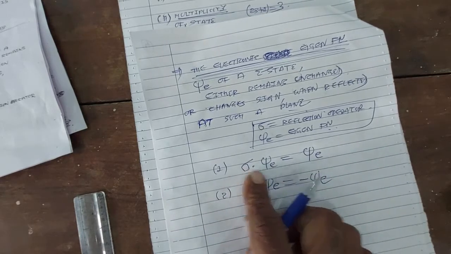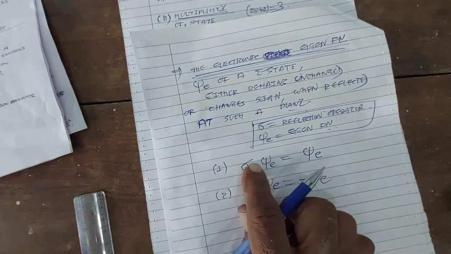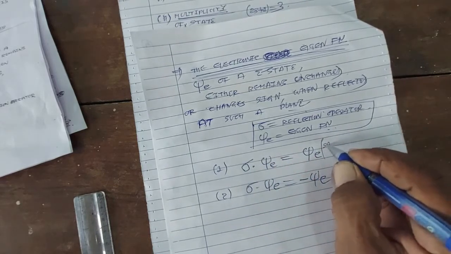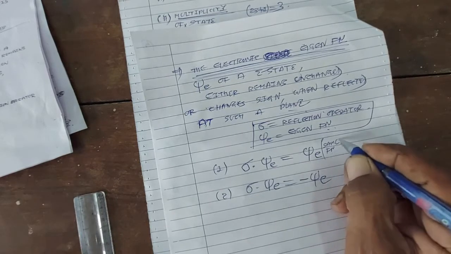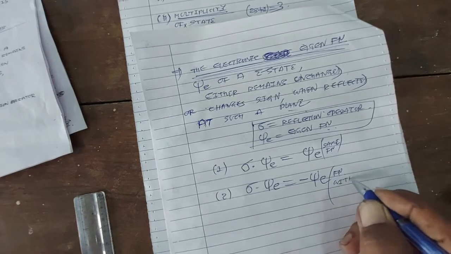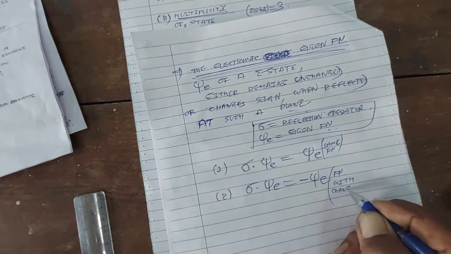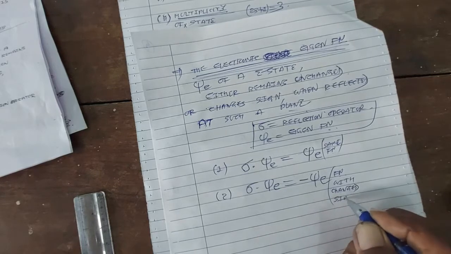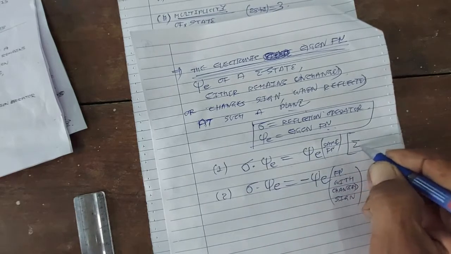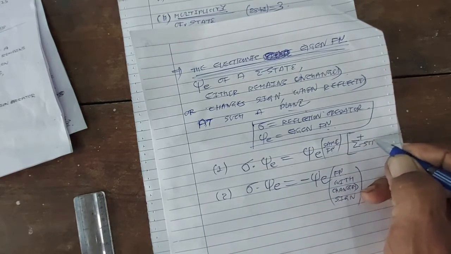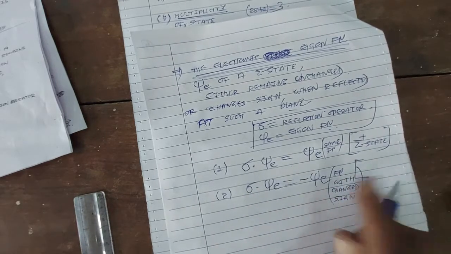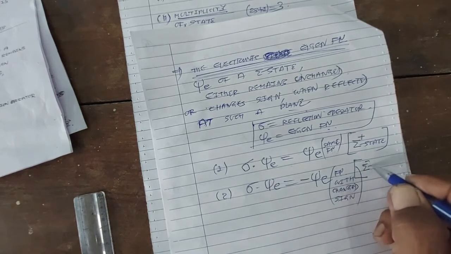So there are two possibilities. When the reflection operator sigma operates on the eigenfunction psi, either we get the same function psi, or we get the function with changed sign. In the first case, when you get the same function, that type of state is known as a sigma plus state. And if we get a function with changed sign, then that type of state is called a sigma minus state.